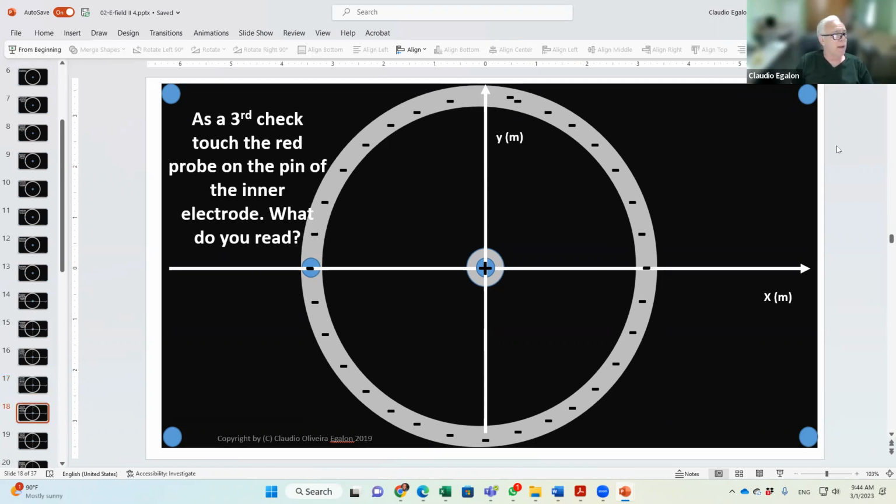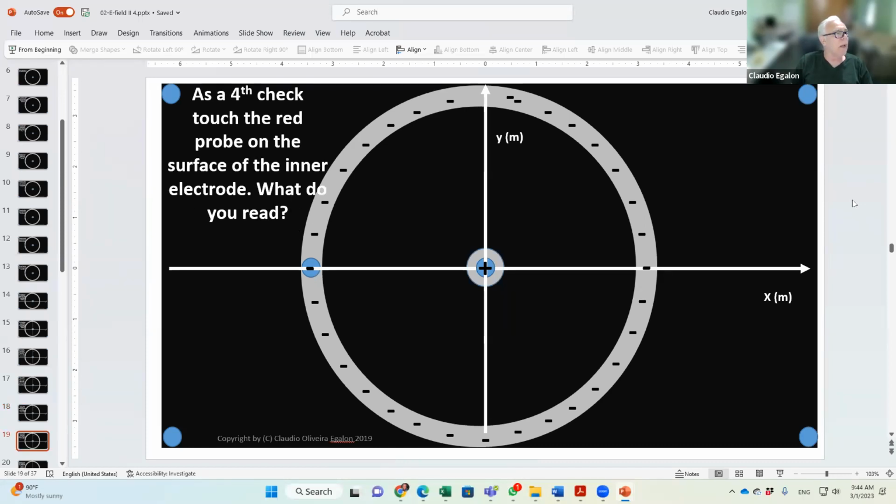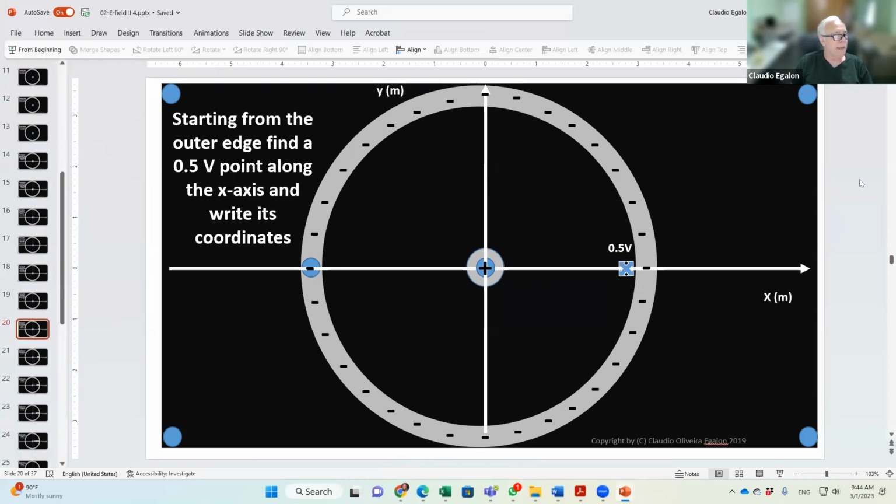As a third check, you touch the red probe on the pin of the inner electrode. Here you should read 10 volts, 10 volts of electric potential difference if you perform the actual experiment. And then touch anywhere on the surface of this electrode. And now we start the actual experiment.